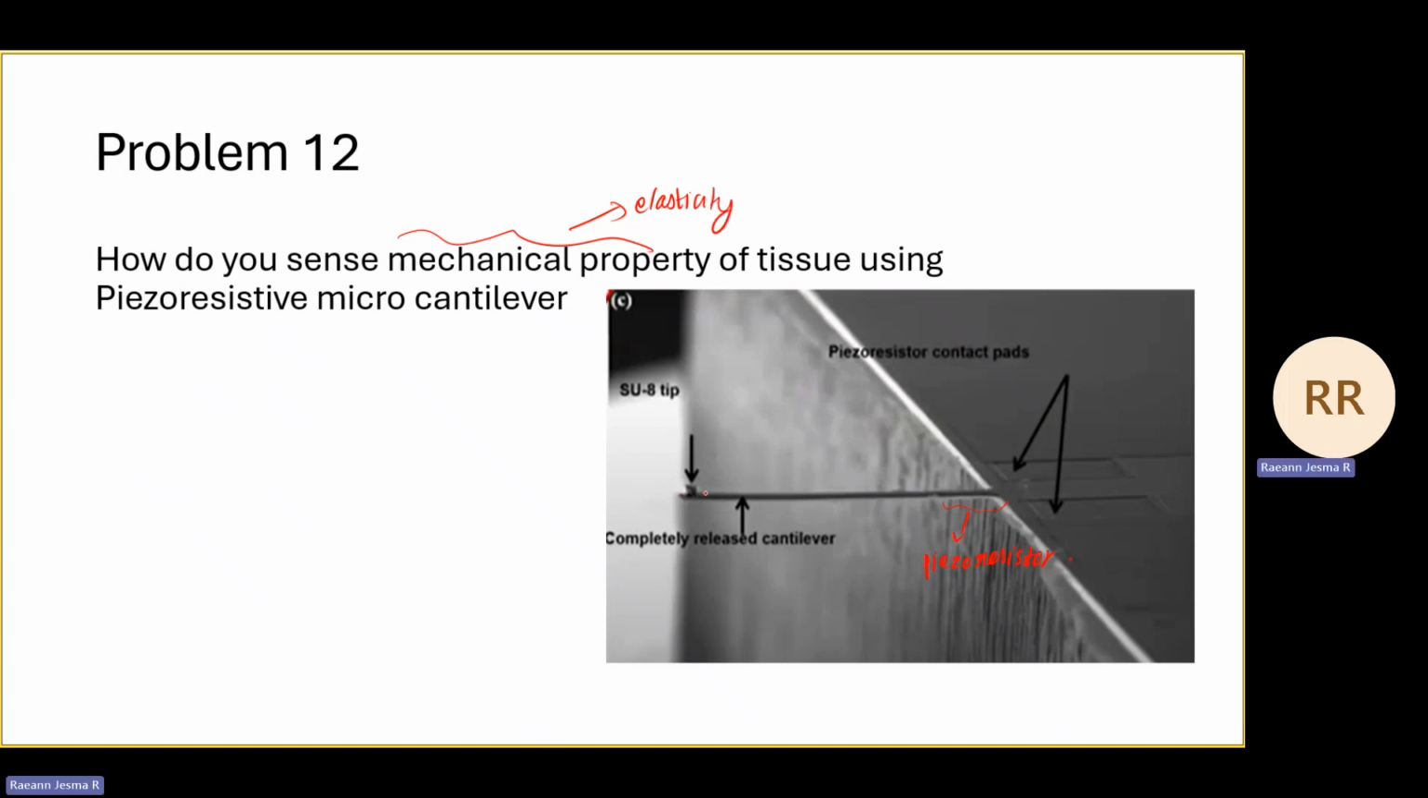So how are we sensing? What we will do is we'll have some indenter. Okay, this is an indenter. That is used to apply some amount of force to the tissue. Then here also we'll have a SU8 tip and a cantilever. So this force will get transferred to the tip of the SU8 structure. Depending on the elasticity of the tissue, the amount of force that is transferred to the SU8 tip will vary. Depending on how much force is transferred to the SU8 tip, the amount of bending of the cantilever will vary.